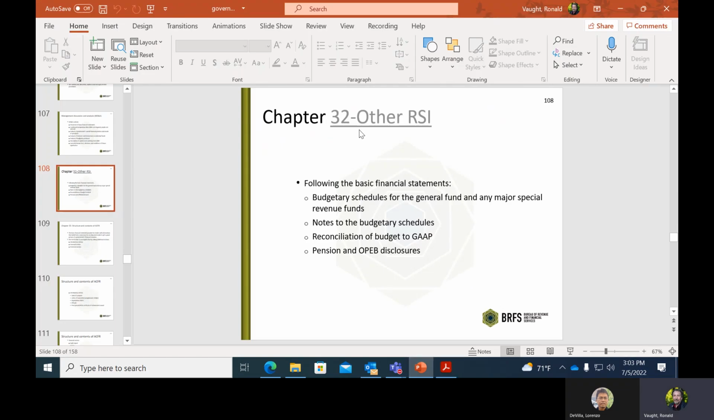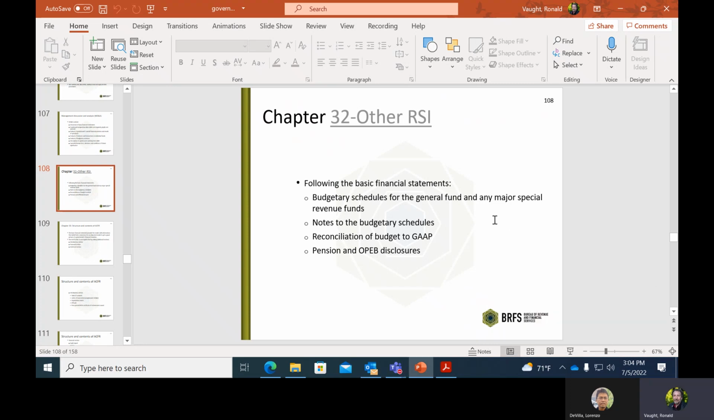Okay. So let's see, we talked about the MD&A last time, which is our first RSI. So it kind of goes introductory section, audit opinion, MD&A, which is RSI, required supplementary information, and the basic financial statements. And then we go back to RSI again. Then it has budgetary schedules for the general fund and any major special revenue fund. And that's one that trips up a number of people.